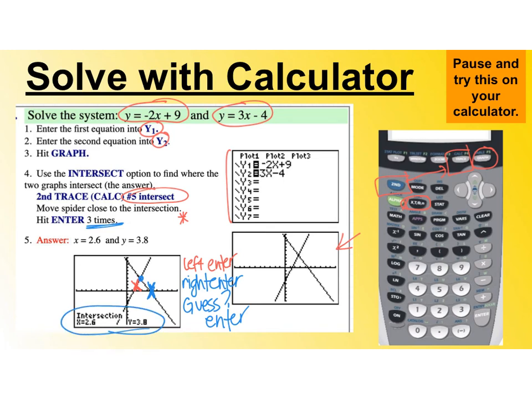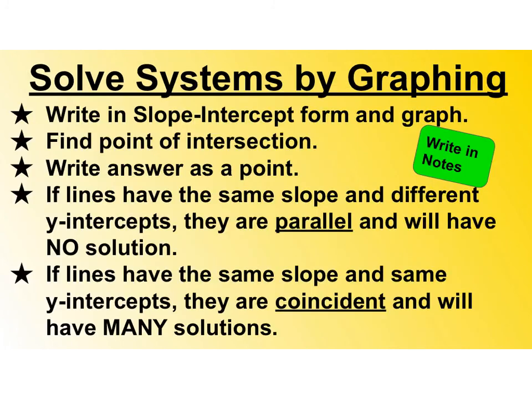So we don't always get integer answers. We could get 2.6, 3.8. And that's why our calculator is going to come in handy because we won't find those answers on graph paper. So be sure you know where to find all of these buttons on your calculator.